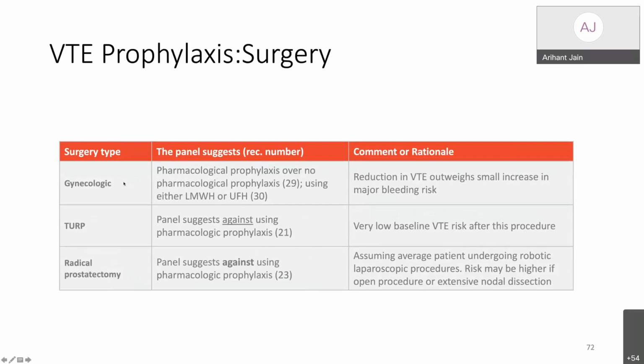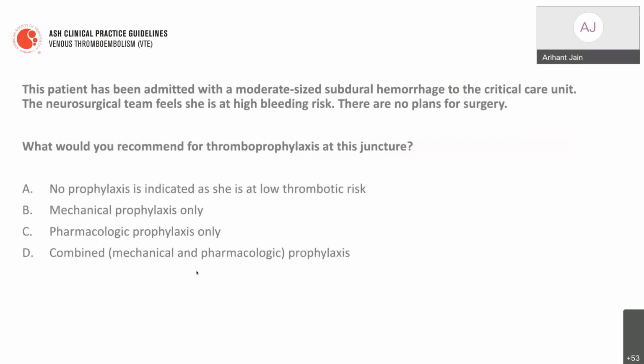In gynec surgeries, say uterine surgery, pelvic surgeries have a very high risk of DVT. So you'll always give a pharmacological prophylaxis. Hernia repair is a very minor outpatient procedure. They say that you don't need a DVT prophylaxis. Again, radical prostatectomy, they say that if it is a robotic procedure, then you don't need a DVT prophylaxis.